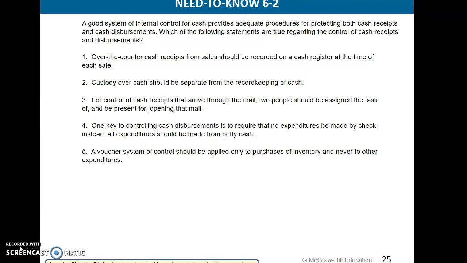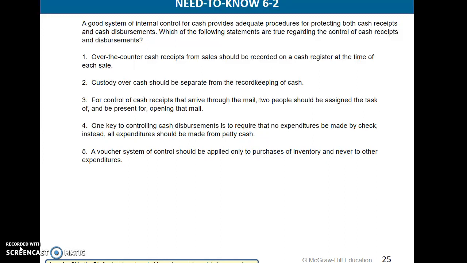The third one states that for control of cash receipts that arrive through the mail, two people should be assigned the task of and be present for the opening the mail. Fourth one says that one key to controlling cash disbursements is to require that no expenditures be made by check. Instead, all expenditures should be made by petty cash. And the last one says a voucher system of control should be applied only to purchases of inventory and never to other expenditures. So I'm already seeing two of those that are no-goes, the 4 and the 5.